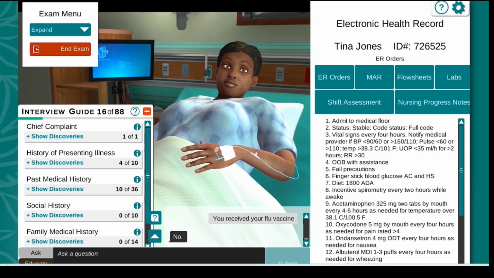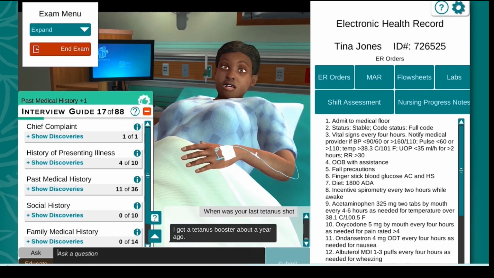Because of the nature of Miss Jones' injury, we should also specifically ask about a tetanus shot to make sure she doesn't need to get one. When was your last tetanus shot? I got a tetanus booster about a year ago.